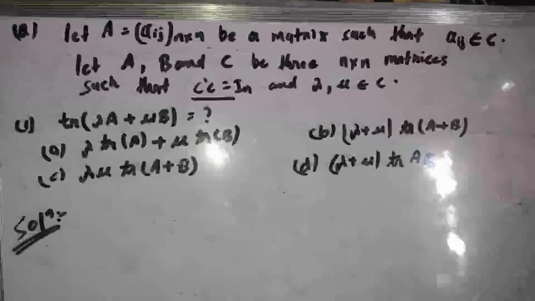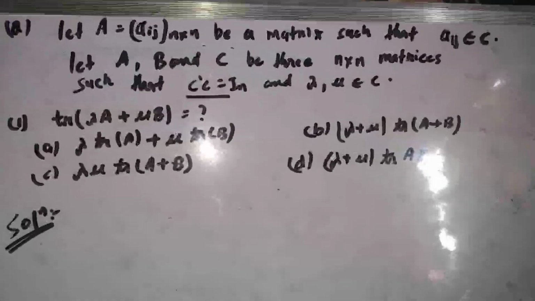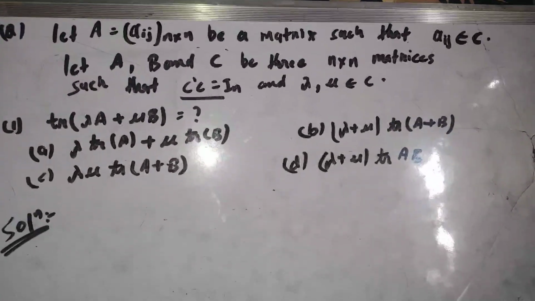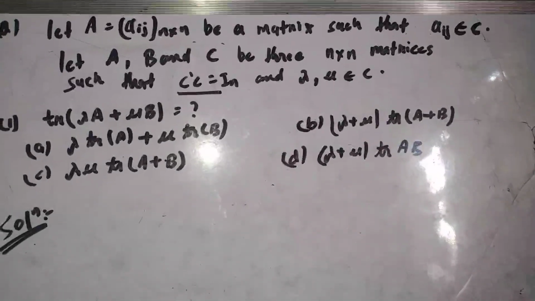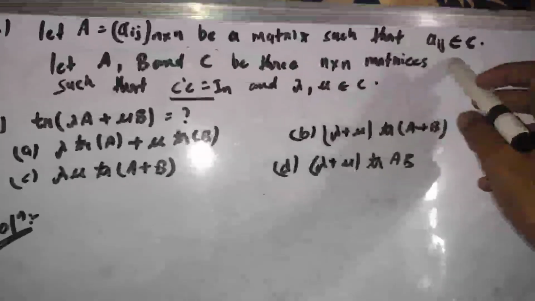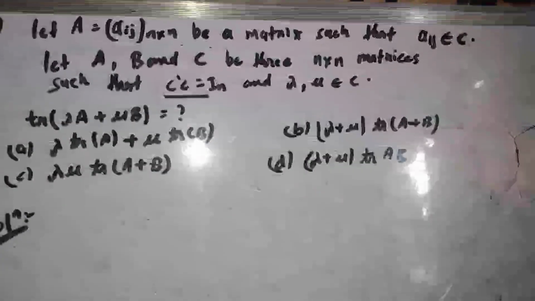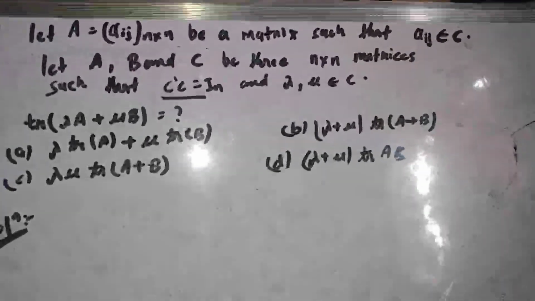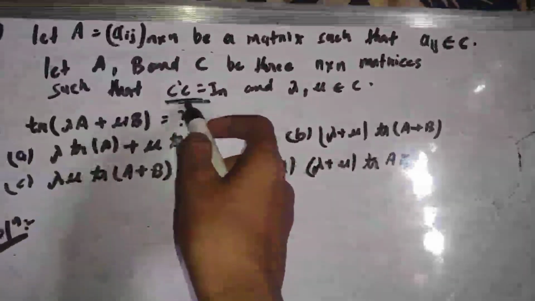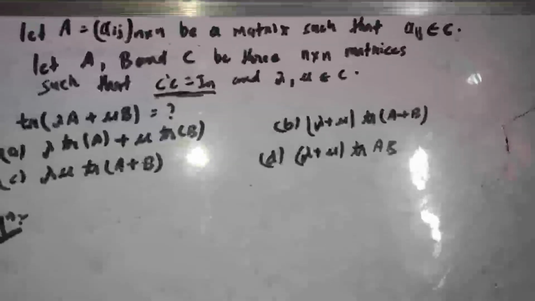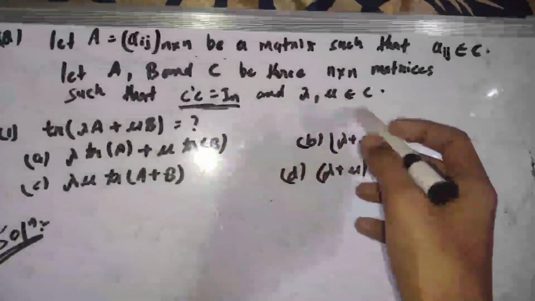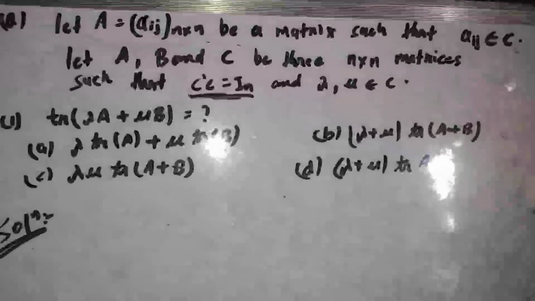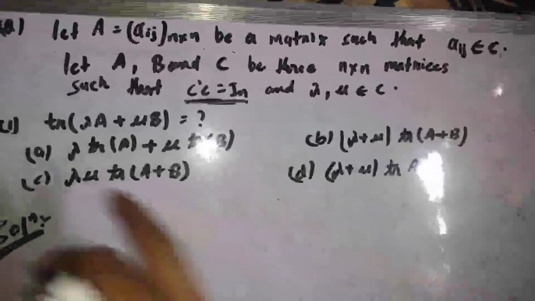So the question is that if A is defined as a matrix Aij of order n, with the given information that Aij belongs to complex numbers, then three matrices of order n are given such that the matrix C follows this condition. Lambda and mu belong to complex numbers, because lambda and mu are the constants of matrix A and B respectively. So we have to solve this question.